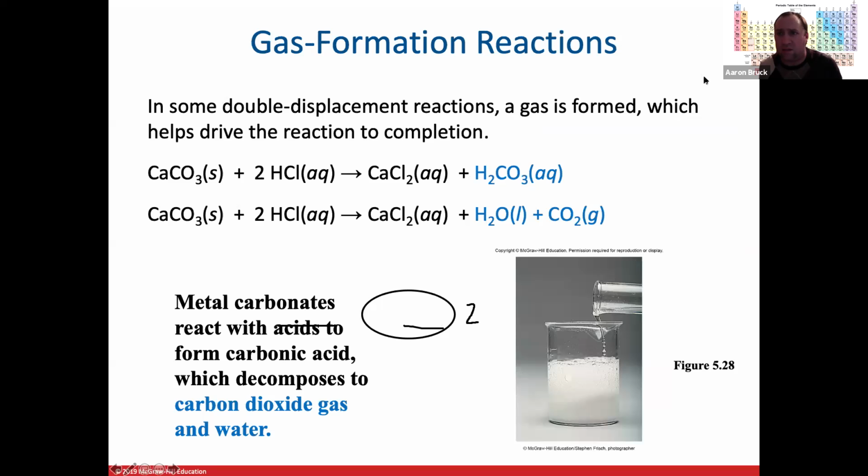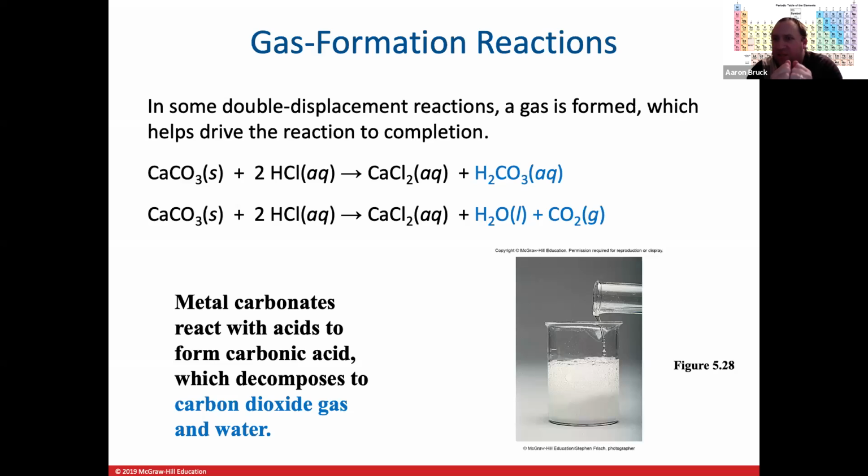All right, so let's move off of precipitation and move into gas formation. Gas formation comes as a result of certain types of reactions when they combine, those reactants combine to form gases as the double replacement reaction product.